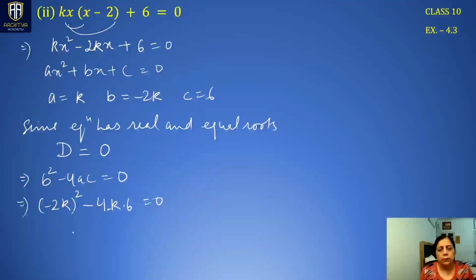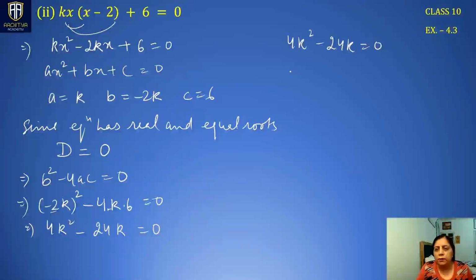So these are in multiplication. That makes it 4k square. Take the square of both the things. Minus 2 square is plus 4 and k square is k square. Minus 4 6s are 24k is equal to 0. Right? So we have got 4k square minus 24k is equal to 0.